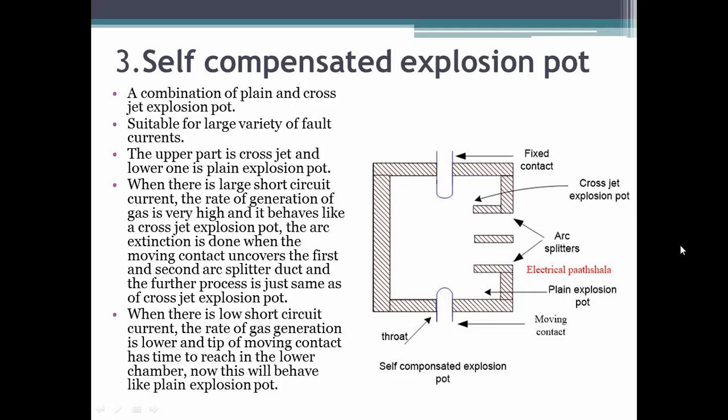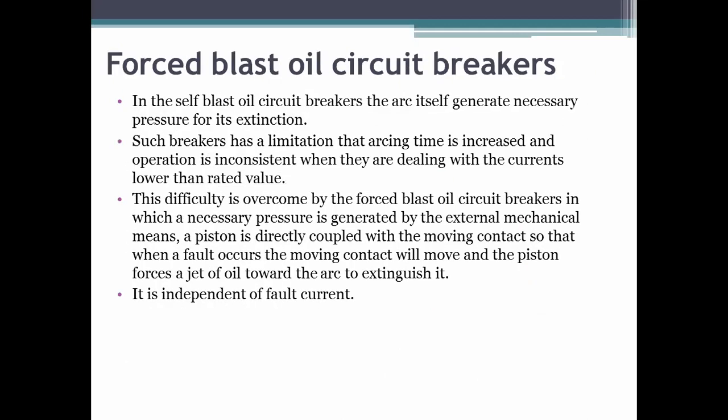So these are the three types of self blast oil circuit breakers. First is the plain explosion pot. Second is which one? Cross jet explosion pot. And third is the self-compensated explosion pot. So these are the three types, remember. Okay. Did everyone understand this? Yes or no? Three types are under the self blast circuit breakers.